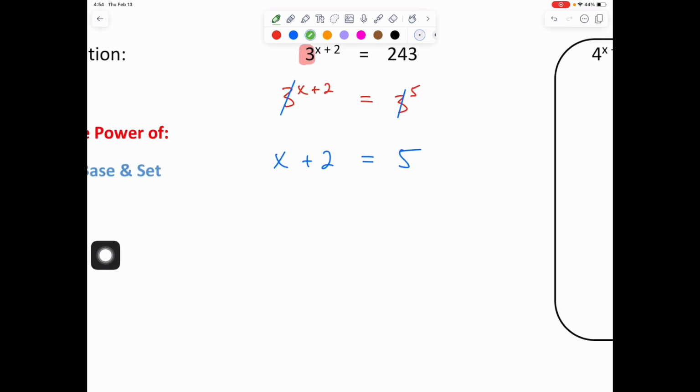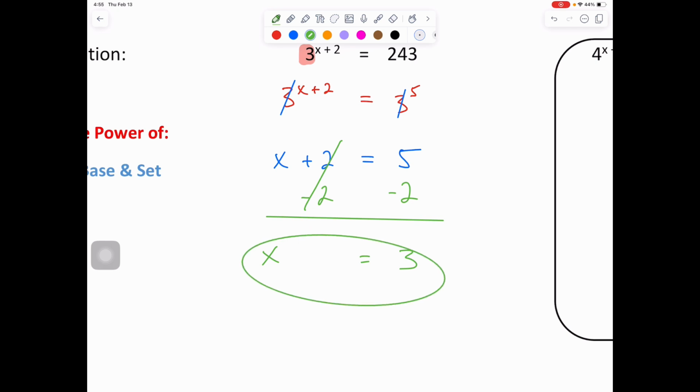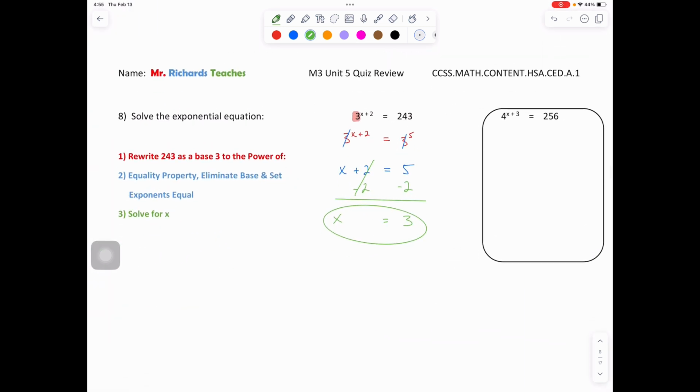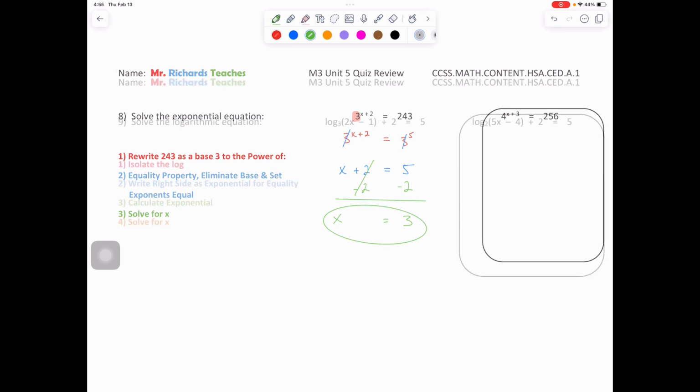Whoa, what's hanging out with x? Yes, it's plus 2. We will subtract 2 from both sides. Do a little computation here, and x equals 3. I didn't like the placement of that equals. All right, go ahead and feel free to pause the video and try your practice.